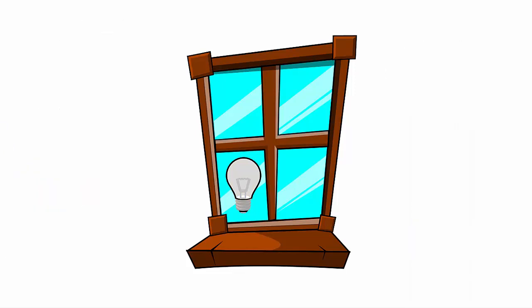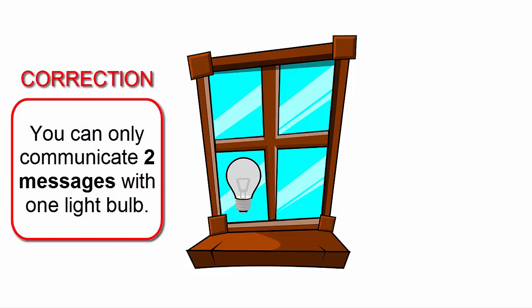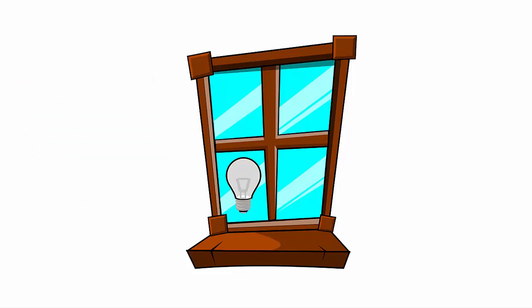This system of communicating via light has actually been used throughout history in many different ways. So it's kind of interesting in that context. But the problem with this system is you can only communicate one message, yes or no, yes or no. What if you need to convey more information?